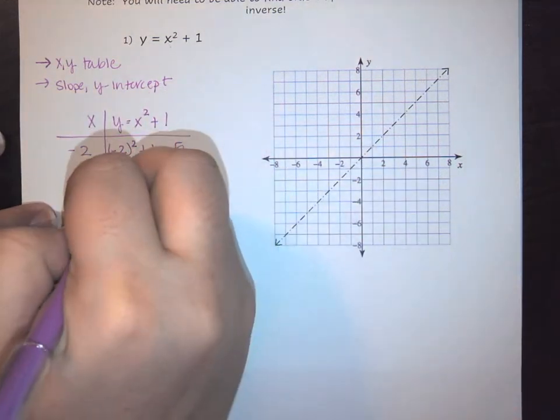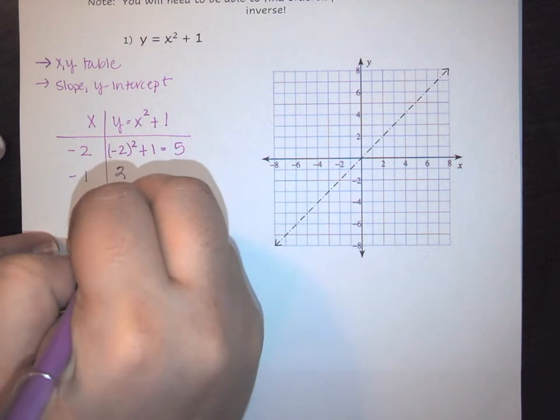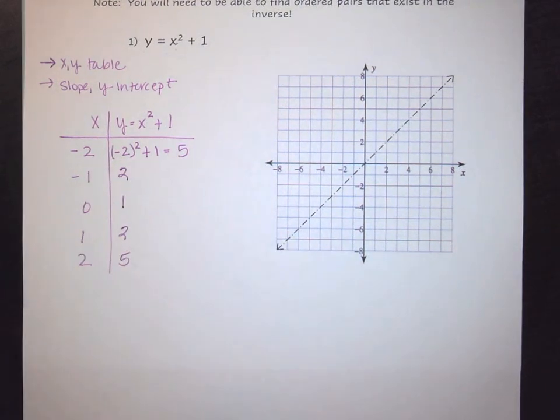At 0, we're going to be at 1. At 1, we're at 2. And at 2, we're at 5. So right off the bat, I'm going to go ahead and go in and graph.